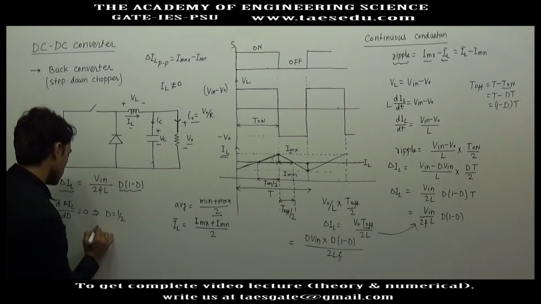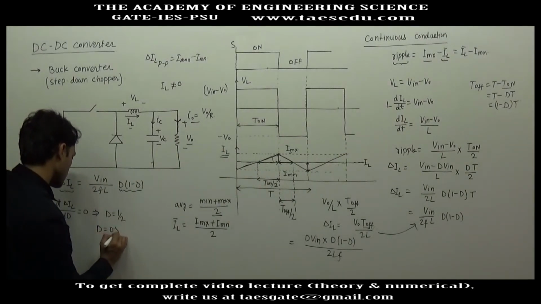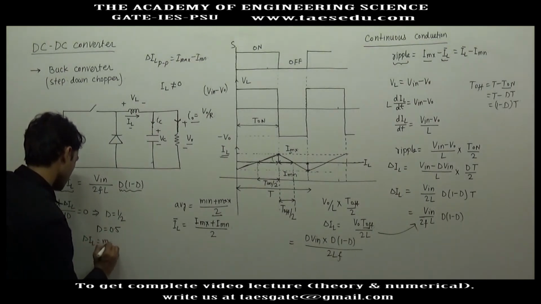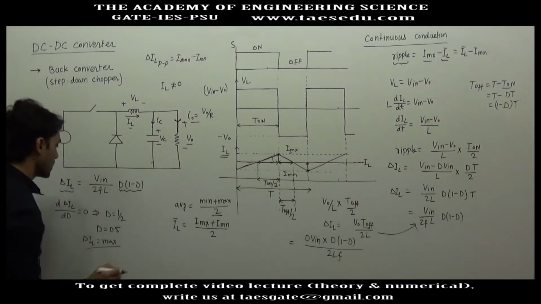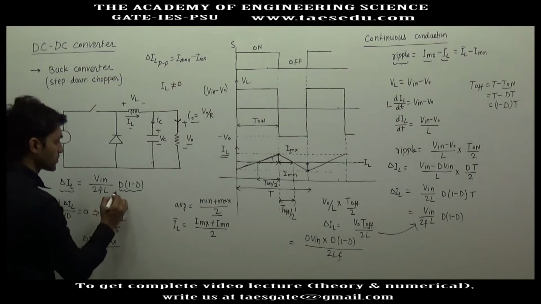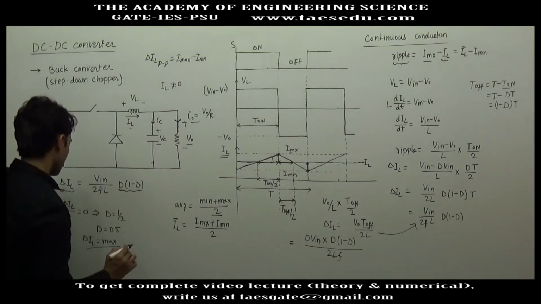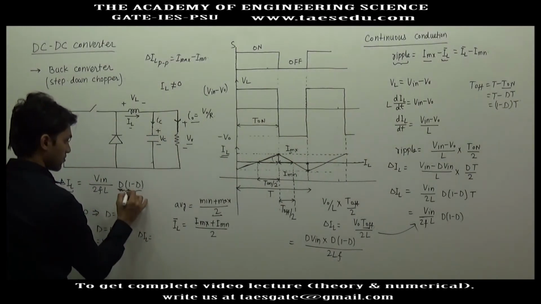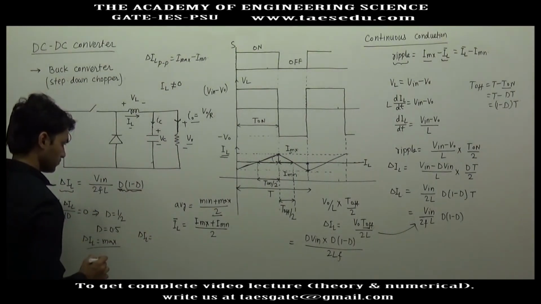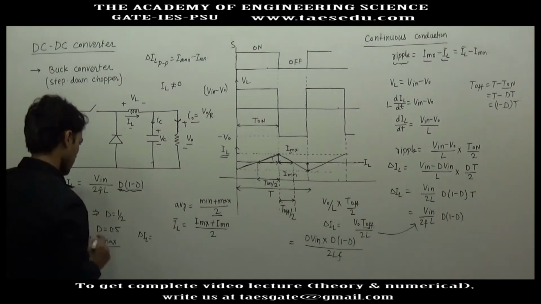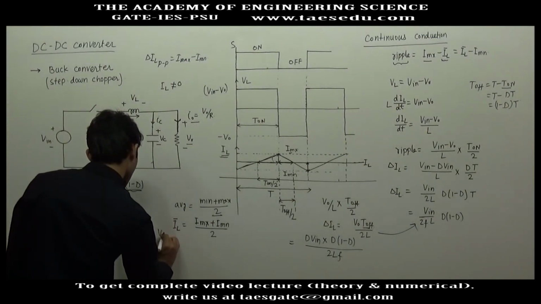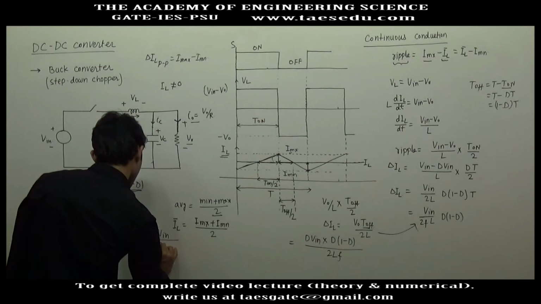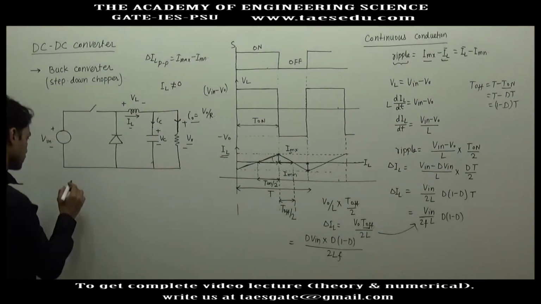In a buck converter, when the duty cycle is 0.5, ripple will be maximum, and that maximum value of ripple will be, if you put D equal to 0.5, delta IL equals 0.5 times 0.5, which is 1 by 4, so V input divided by 8 FL.